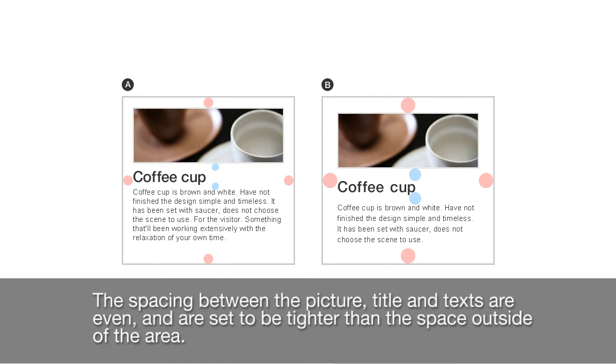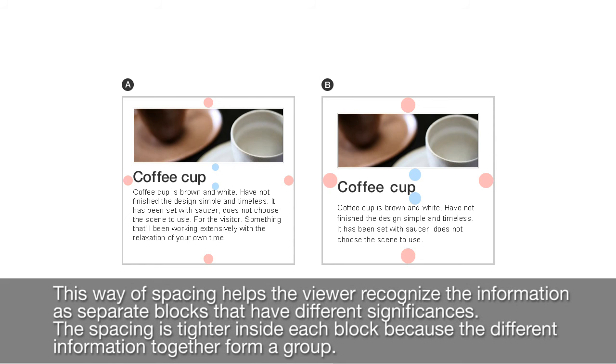The spacing between the picture, title, and text are even, and are said to be tighter than the space outside of the area. This way of spacing helps the viewer recognize the information as separate blocks that have different significances. The spacing is tighter inside each block because the different information together form a group.